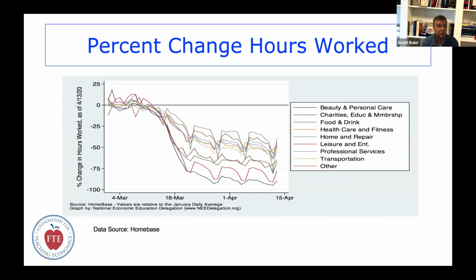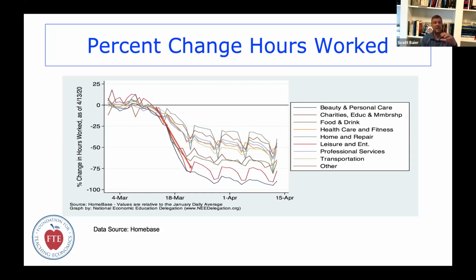So this is data that was put together by a company called Homebase, and they record hours in different industries. What they did was look at how much people were working in January and early February in these different industries, and then what happened to the amount of hours they were working as COVID and COVID fears spread through the economy.